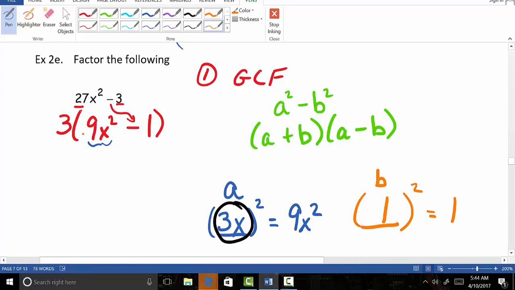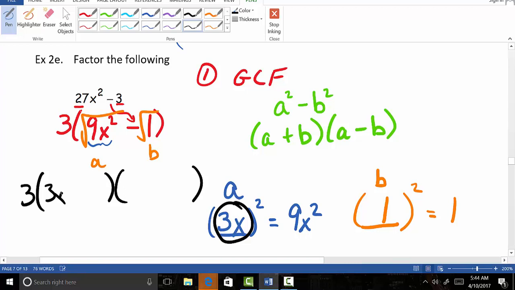The other short trick is just taking the square root of each. And then there's your a, and then there's your b. So whichever method you prefer, go for it, as long as you identify, hey, this is our a and this is our b. Now, the 3 is still out in front. It hasn't disappeared at all. It's still there. But we have identified our a and our b.